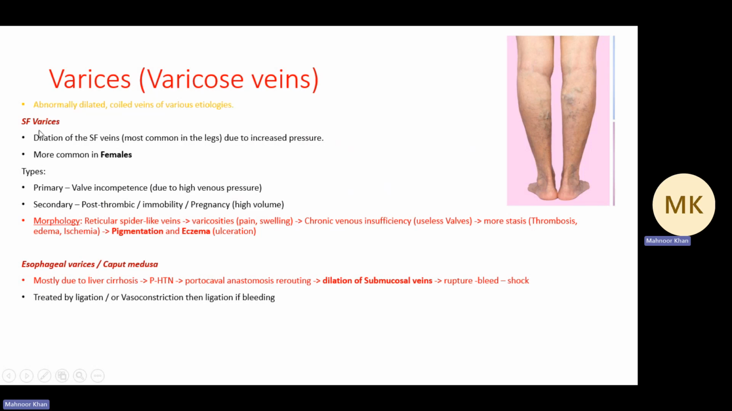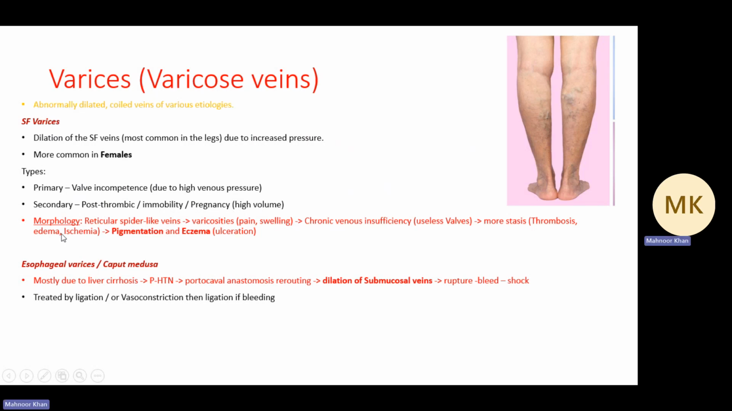We start with the superficial varices, which is dilatation of the superficial veins, most common in the legs due to increased pressure, as we would expect because of gravity. They're more common in females than males. And what are the types? The types are primary and secondary. Primary is due to valve incompetence due to high venous pressure, and secondary can be due to other causes like immobility and pregnancy in most common scenarios.